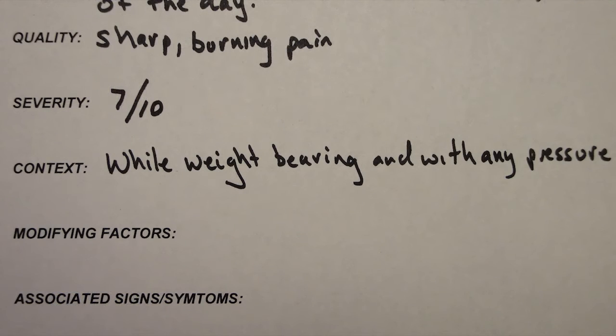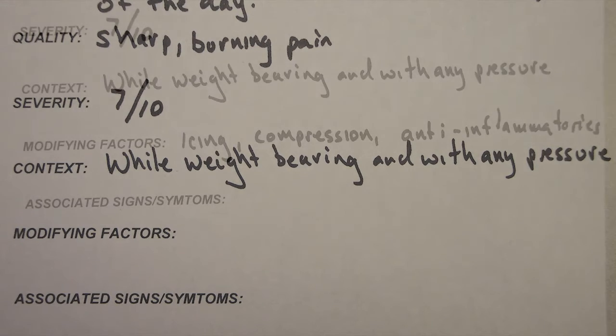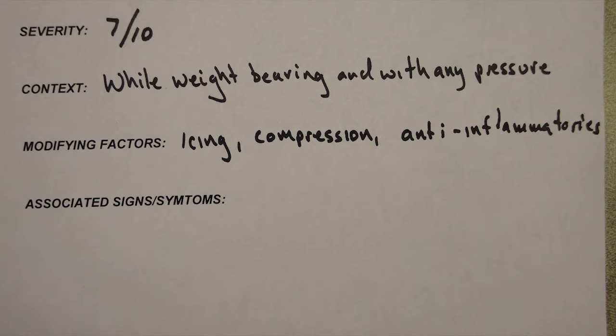Context. This refers to what is going on when they experience their symptoms. Things such as while weight bearing, or with increased activity, or if they move a specific way, or stand a specific way. It is what they are physically doing, or what is physically occurring around them when they feel their symptoms.